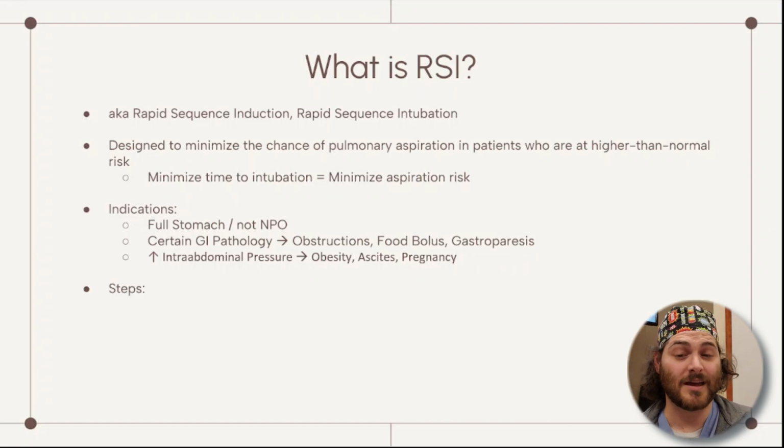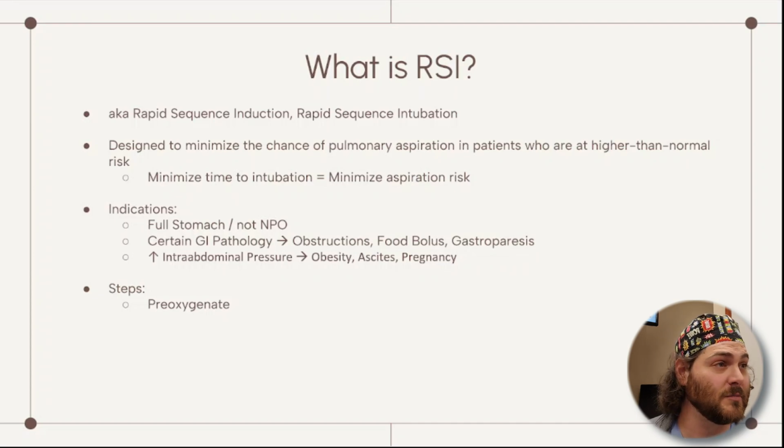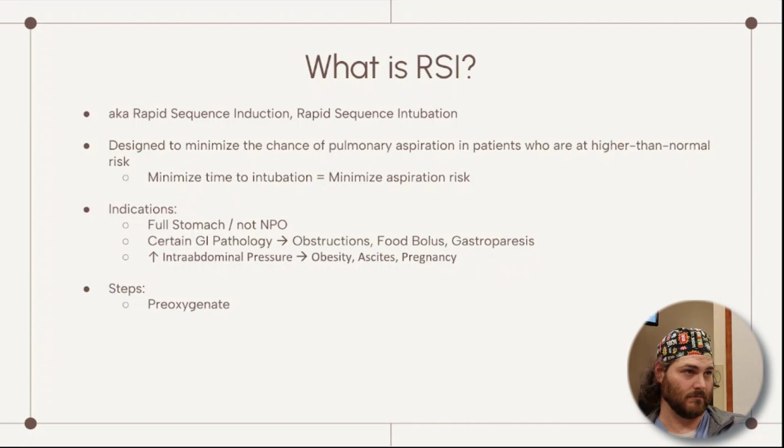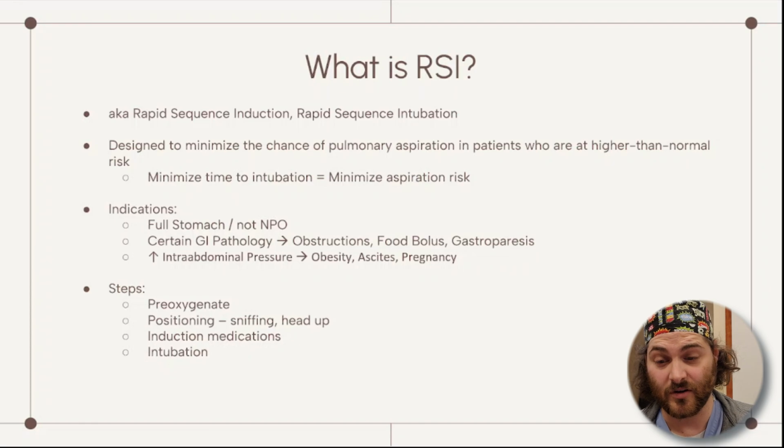Cool. So what are the steps of RSI? The first thing you're going to do is pre-oxygenate the patient. The biggest consideration when I'm rapidly putting someone to sleep is that I'm not going to bag them. If you're bagging someone, that's not really a rapid sequence induction. That's the big differentiator, is you're just going to oxygenate, push a bunch of drugs, and then they're going to go off to sleep. I'll just pull up all the steps here.